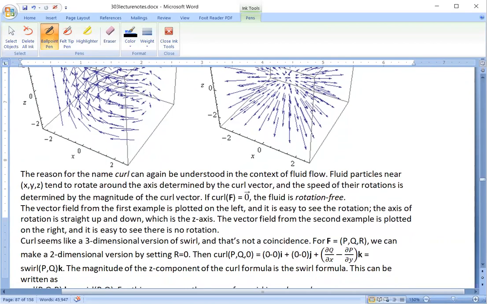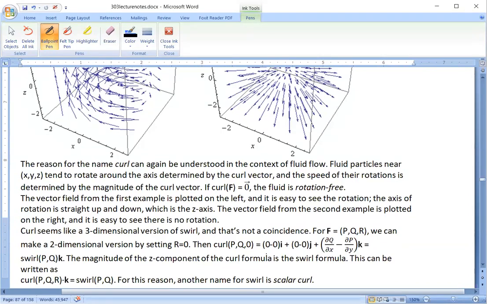Curl may seem like a three-dimensional version of swirl, and that's not a coincidence. For the vector field f equals P, Q, R, make a two-dimensional version by setting R equal to 0. The curl of that vector field, when you work it out, gives you 0 in the first component, 0 in the second component, and then in the third component, dq dx minus dp dy. So in other words, you just get the swirl of P, Q times the vector k. So the magnitude of the z component of the curl formula is just the swirl formula.